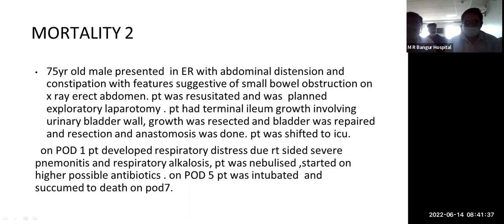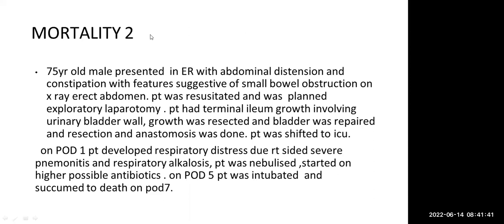Okay, Dr. Abhishek, any comment? Siddharth, any comment? No. I just have a comment, sir. Why was, when a patient came in emergency, what was the condition of the patient?